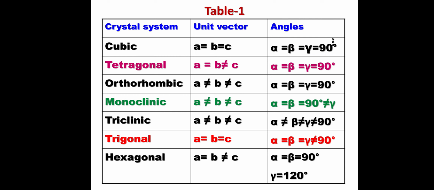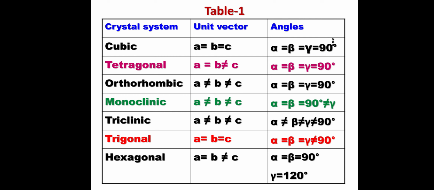And finally, the hexagonal. Two sides of the unit cell are equal, A equal to B, but the third one is different, and two angles are equal and each is equal to 90 degree, whereas the third one is 120 degree. Alpha equal to beta equal to 90 degree, and gamma is 120 degree. The examples are silicon dioxide SiO2 and AgI, that is silver iodide.